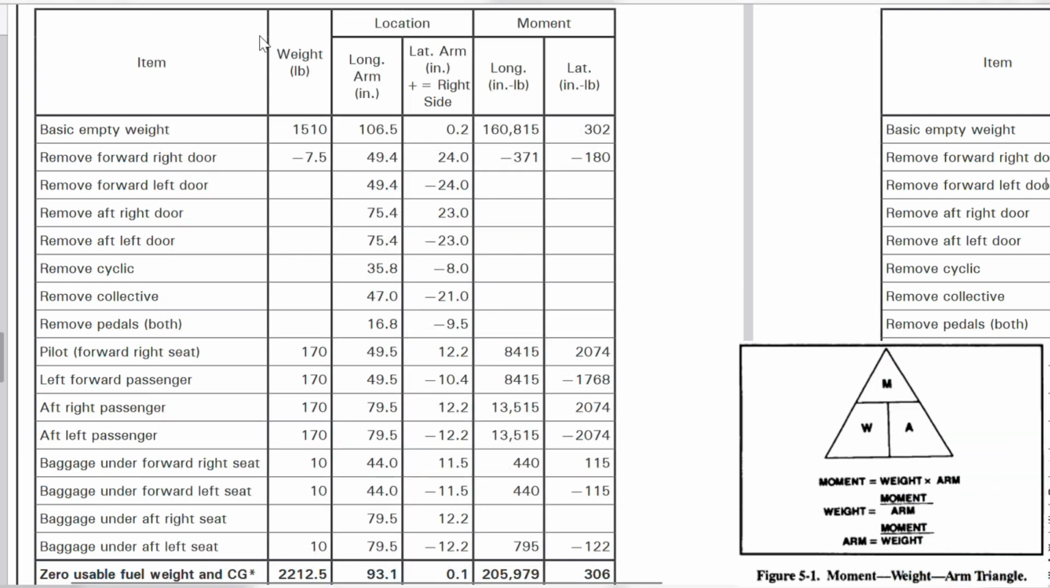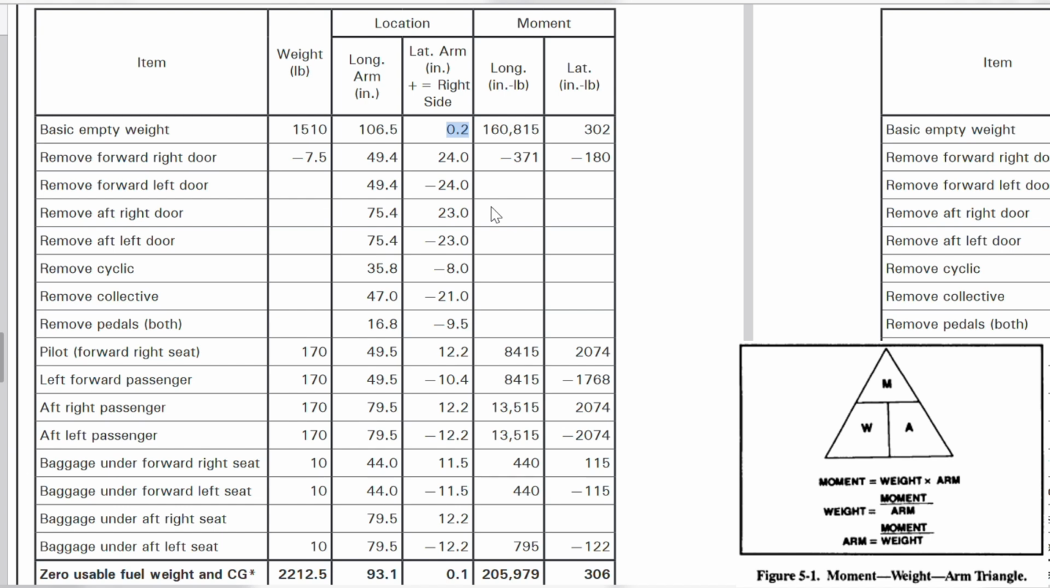So in this example, they have a basic empty weight of 1510, a longitudinal arm of 106.5, and a lateral arm of 0.2. Those values would be given to you from your specific aircraft. So that is entirely aircraft dependent, and that will be in your pilot operating handbook.